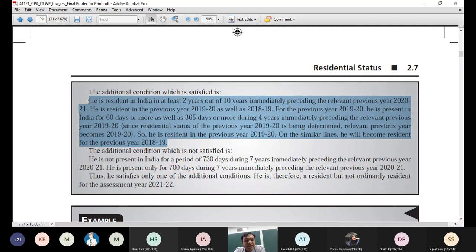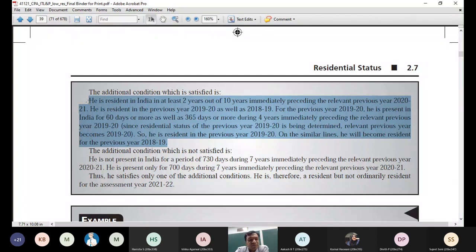He is resident in India in at least 2 years out of 10 years immediately preceding the relevant previous year 2021. He is resident in the previous year 1920 as well as 1819. That means you are telling the reader or examiner in which years the person is resident. Then you are giving the reason also: for the previous year 1920 he is present in India for 60 days or more, as well as 365 days or more during 4 years immediately preceding the relevant previous year 1920. Since the residential status of the previous year 1920 is being determined, the relevant previous year becomes 1920.